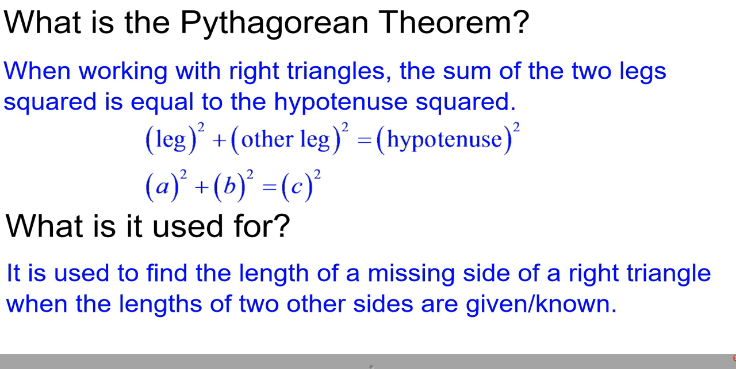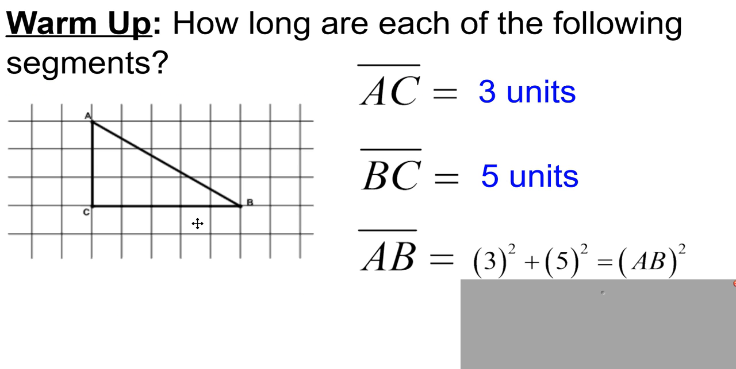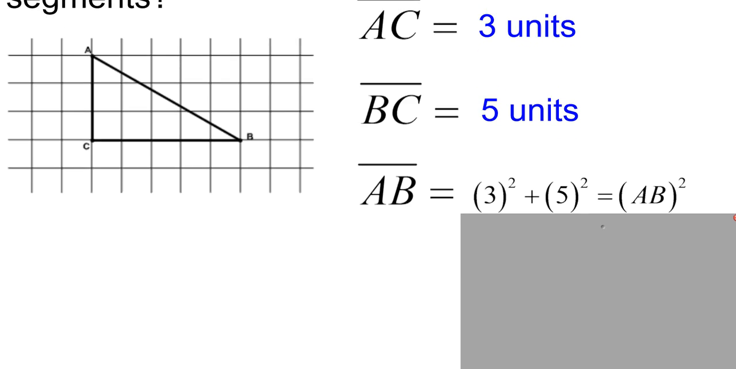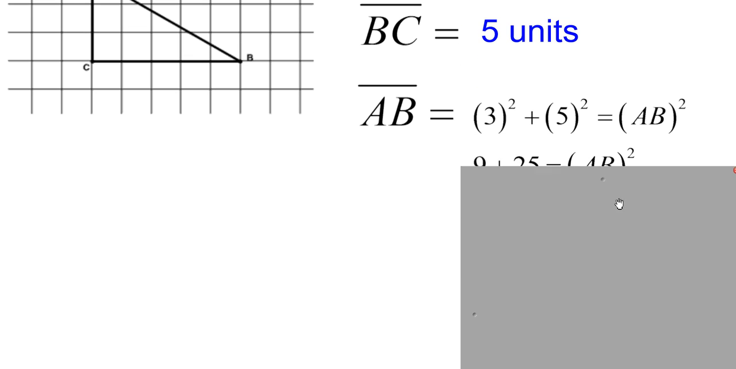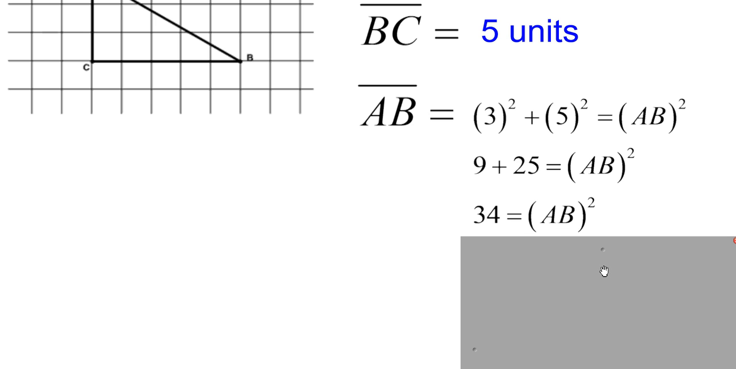So let's go back and take a look at our triangle and see how we could find the length for AB. So again, we said this length here is 3, and this was 5. So remember, the sum of the two legs squared is equal to the hypotenuse squared, which is what we have here. And we know that 3 squared is 9, and 5 squared is 25, and that's going to equal the hypotenuse squared once we add those together. Well, 9 and 25 would be 34, and so this is the hypotenuse squared.